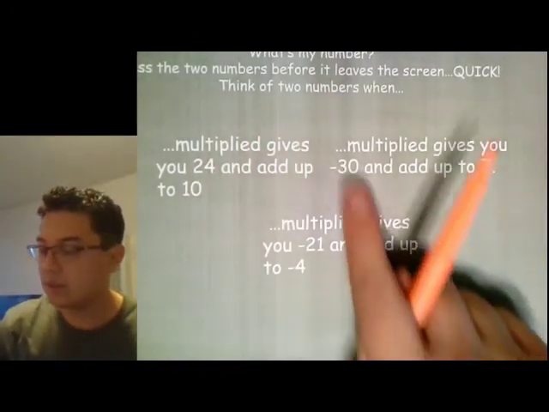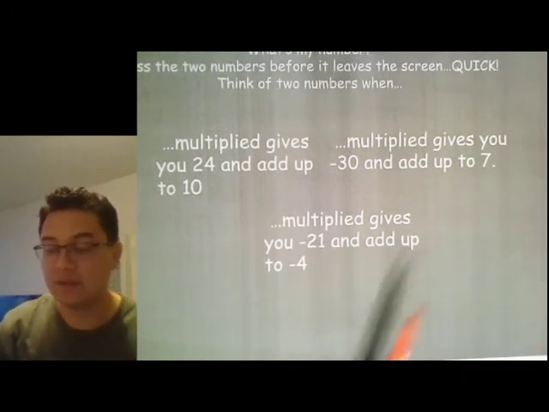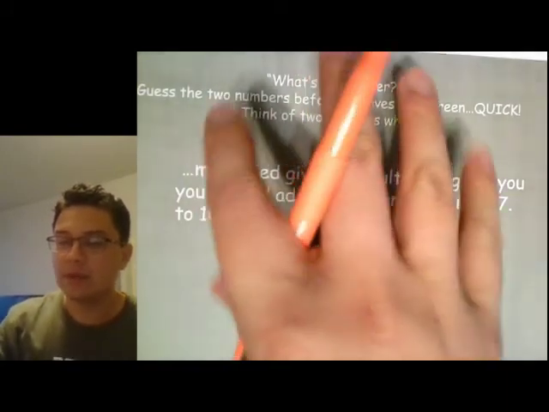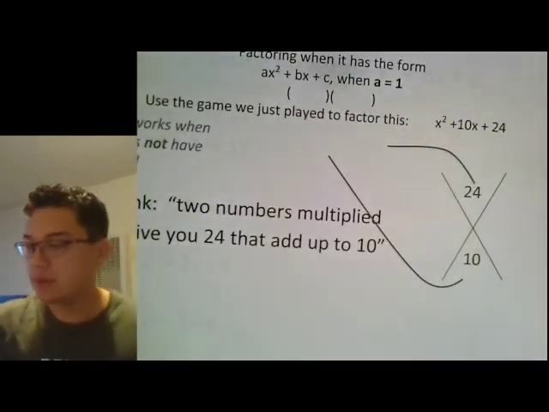You can try the other ones here. We have negative 30, but add up to 7. I'll let you guys figure that one out. Negative 21, negative 4, another one for you guys to sort out. Let's talk about where and why we would actually need this skill. Okay, so we'll go to the next page.